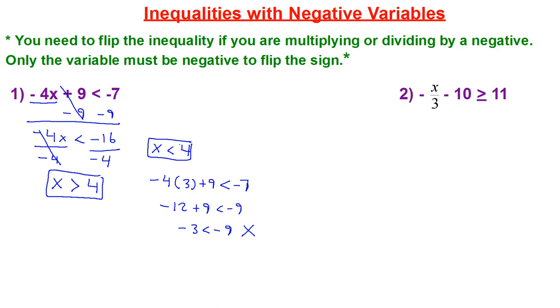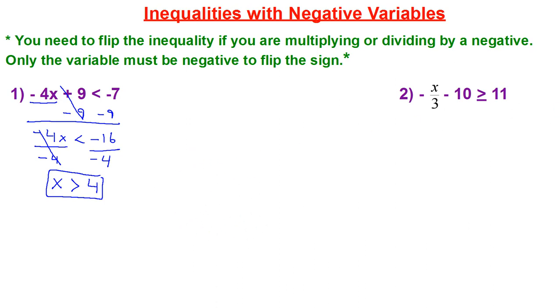Alright, so let me erase it and work with this inequality here. It says that x has to be greater than 4. I can't pick 4 because 4 is not greater than 4. So let me pick a number like 5. Now let's plug in and see if it works. Negative 4 times 5 plus 9 is less than negative 7. So we have negative 20 plus 9 is less than negative 7. Negative 20 plus 9 is equal to negative 11. Negative 11 is less than negative 7. Is that true? Is negative 11 less than negative 7? It certainly is true.